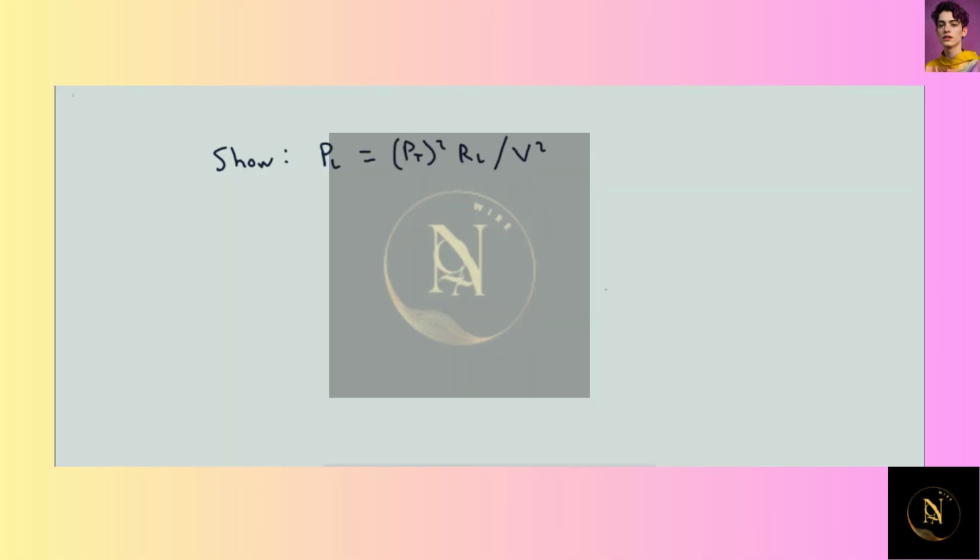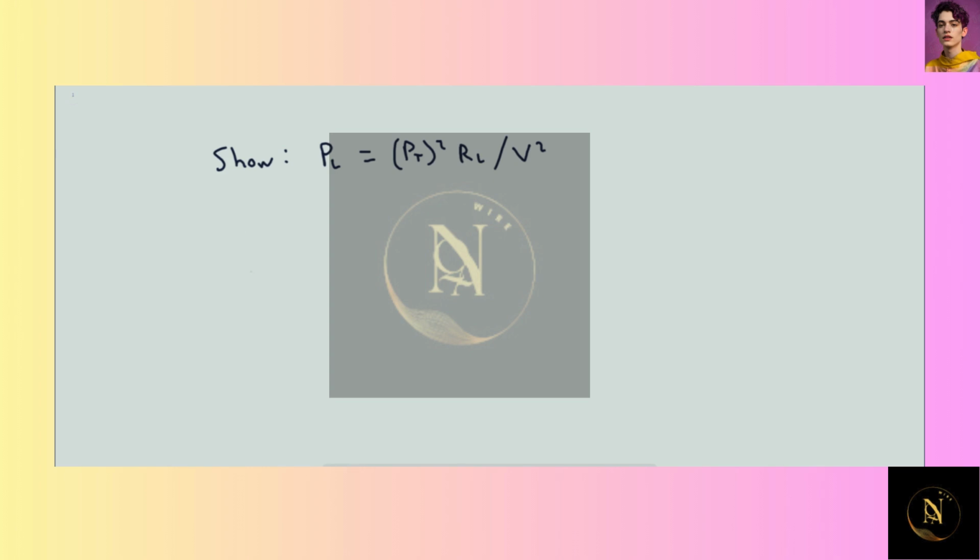We want to show that the power loss in a transmission line, PL, is given by the following expression. The power lost is given by PT squared times the resistance of the lines over the voltage squared. In this case, PT is the power transmitted to the user, and V is the delivered voltage. And of course, R sub L is just the resistance of the power lines.